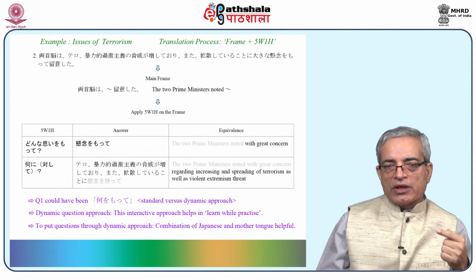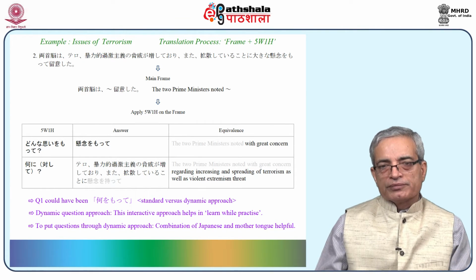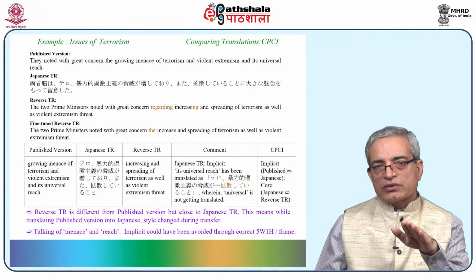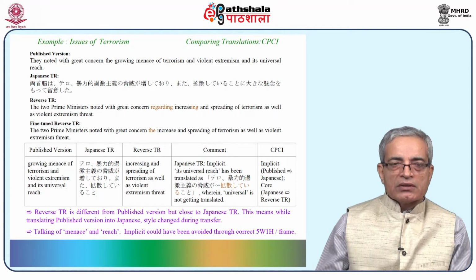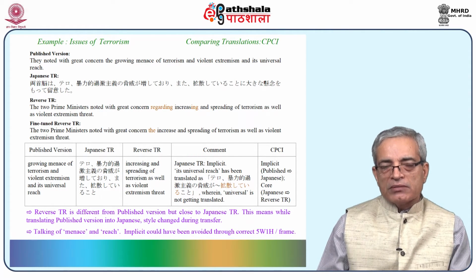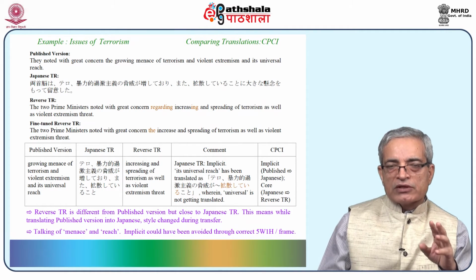To put questions through the dynamic approach, a combination of Japanese and mother tongue is very helpful. Okay, let's compare. There is a published version, then a Japanese translation, then a reverse translation, and a fine-tuned reverse translation. We are picking up growing menace of terrorism and violent extremism and its universal reach. It appears quite complicated, but if you see the Japanese, it's not so complicated.